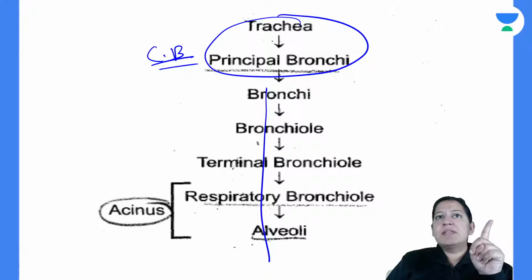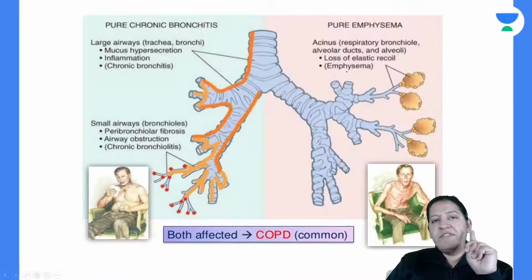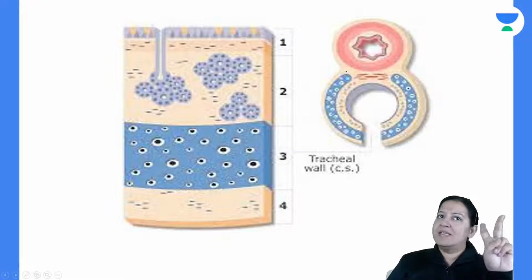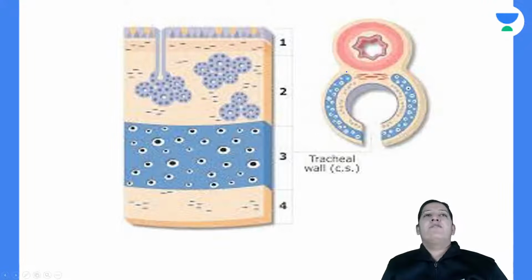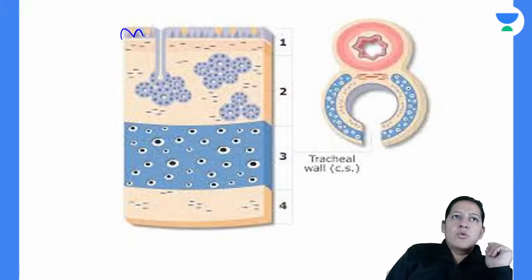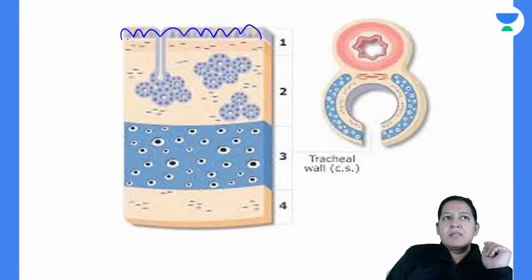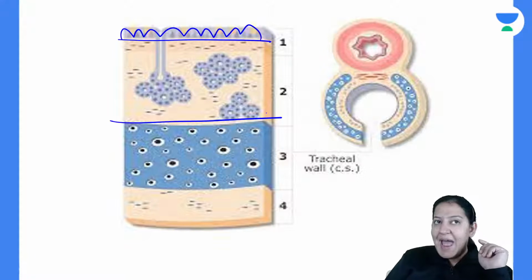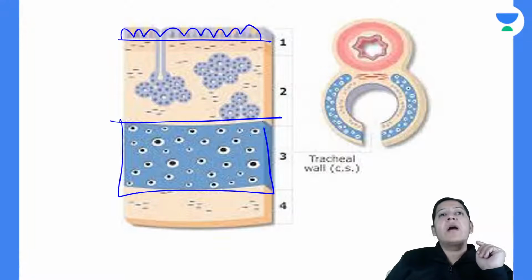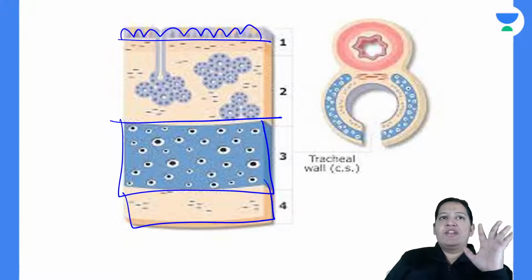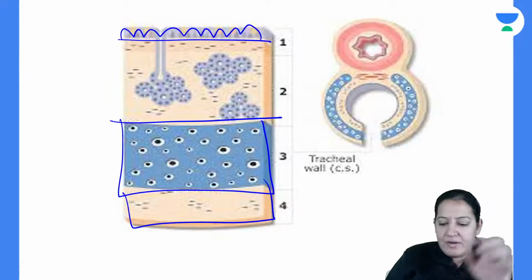In the chronic bronchitis, in the trachea and in the bronchi, we have 4 layers. These are the 4 layers. You can see these are the 4 layers. So this is mucosa. You can appreciate. This is submucosa containing glands. This is muscularis propria containing cartilage. And this is adventitia. You can see the 4 layers very well, right?